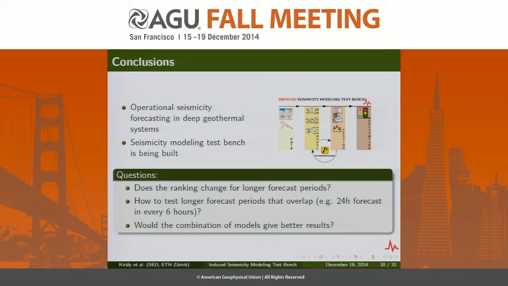And naturally comes the second question, which is how to test for longer forecast periods that overlap. For instance, I'd like to forecast for 24 hours, but I want to update it every 6 hours. How can we calculate the information gain when these forecast periods are not independent? And the third question: would a combination of models give better results or not? We are quite interested in this, and I'm really open for discussion if you still have time and stay.